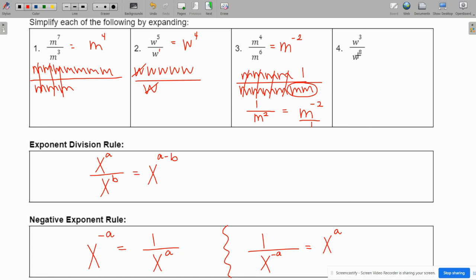So w cubed over w to the eighth is technically w to the 3 minus 8, which is w to the negative fifth power, but we know from our negative exponent rule that this is 1 over w to the positive fifth power. I like to always ask myself, where do you start with the most of your variable? If you start with 8 w's multiplied together in the denominator, that means in your answer, that's where your w's should be located, because you had more of them when you started to simplify.